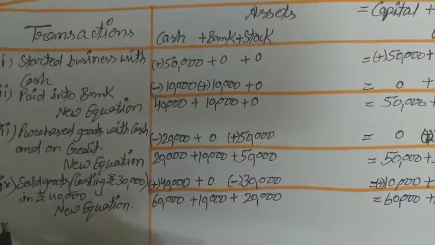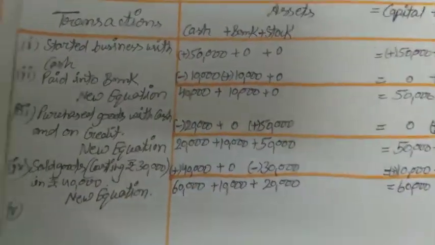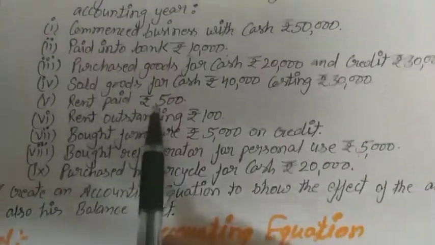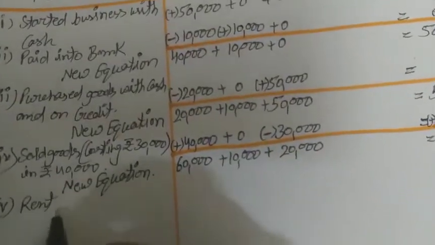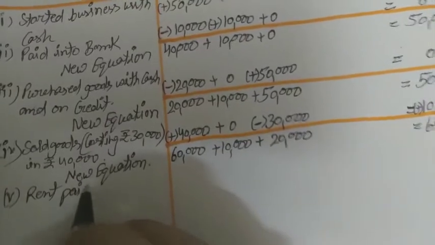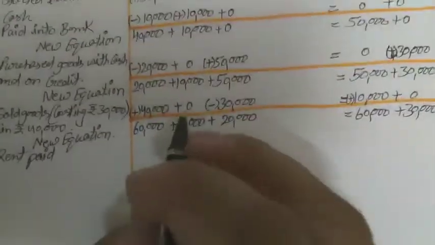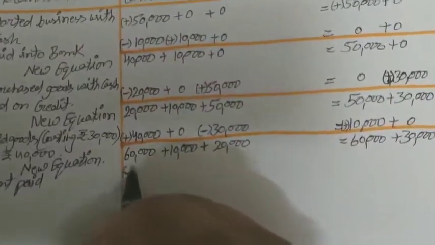Next transaction, fifth transaction. What they said: rent paid rupees 500. Rent paid. If rent is paid, it means it will be subtracted from the cash.